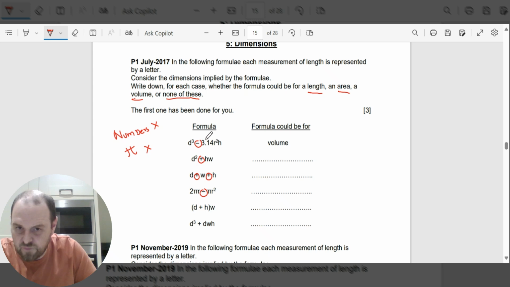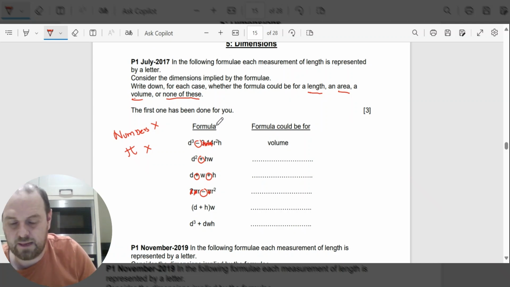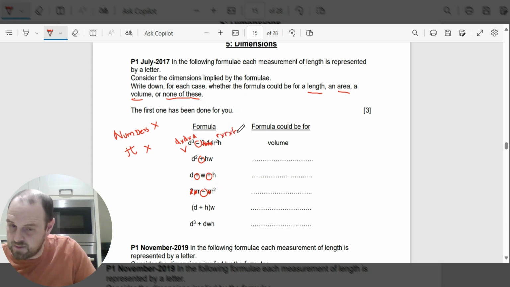So if I go through this first, 3.14, that can go. 2, that can go. Pi, that can go. Pi there, that can go. So I've got rid of all my numbers and pi. Now we look at each part individually and see how many letters are times'd together. So d cubed is d times d times d. That is 3 letters times'd together. 3 letters times'd together is a volume. R squared h is r times r times h. Again, 3 letters times'd together. That is a volume. So the answer is still a volume.